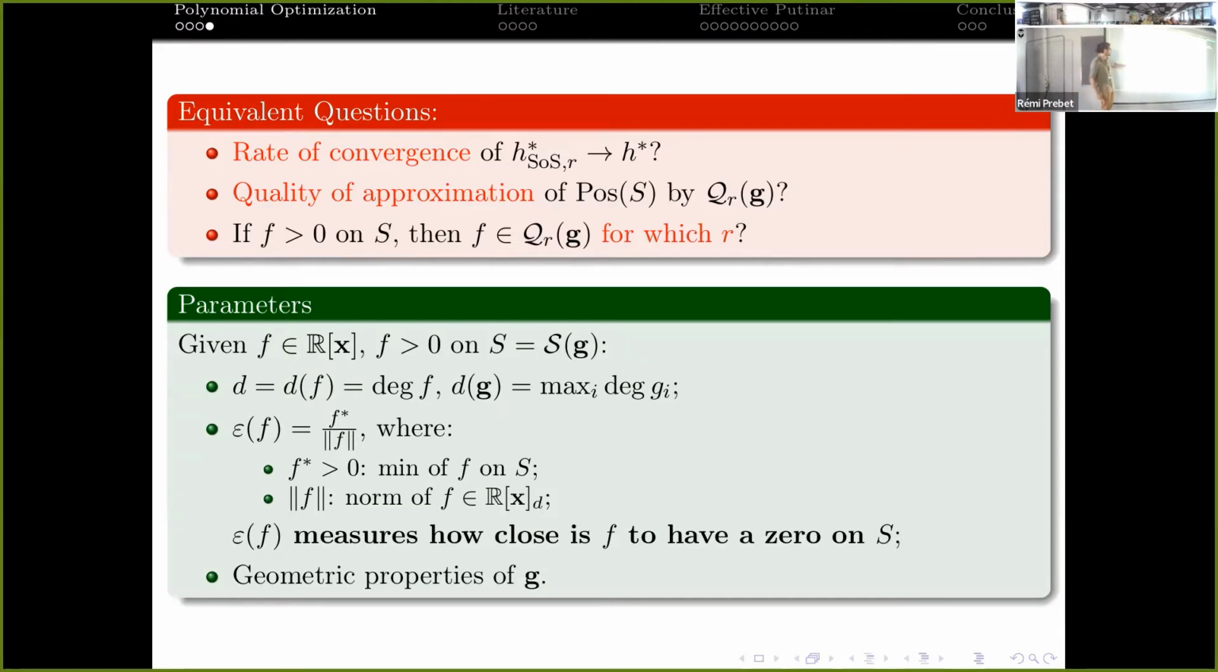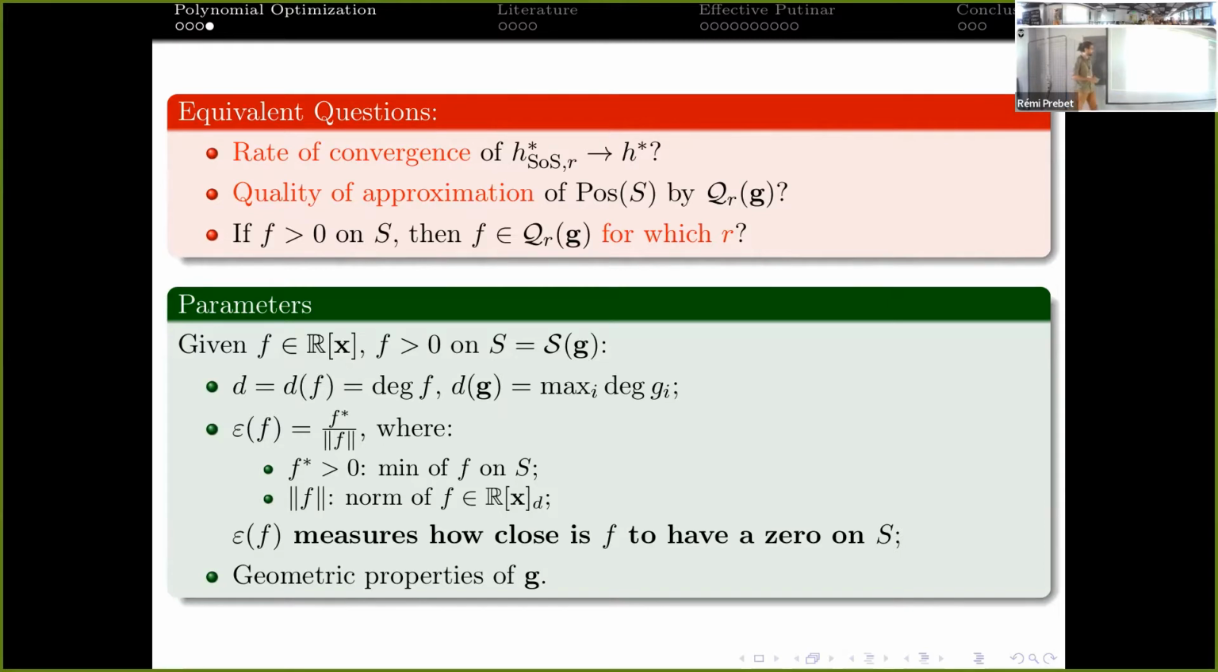And formally, it is defined as follows. It is defined to be f star, so the minimum of f on S, divided by the norm of f. I will not explain which norm we use. All of them are equivalent, and it's an important choice, but let's ignore this problem. So epsilon of f measures how close f is to having a zero on S, and it is f star divided by the norm of f.